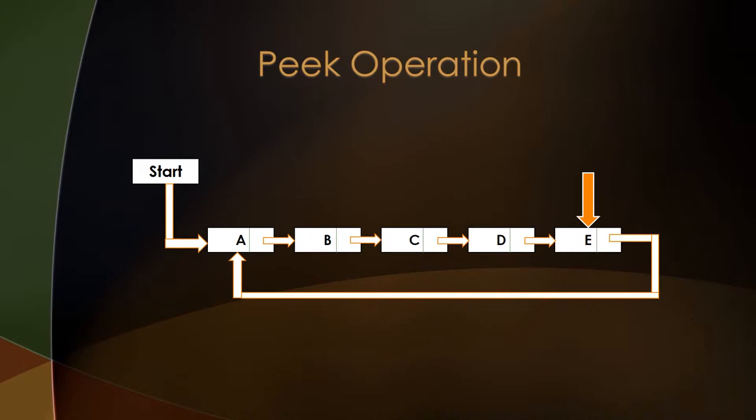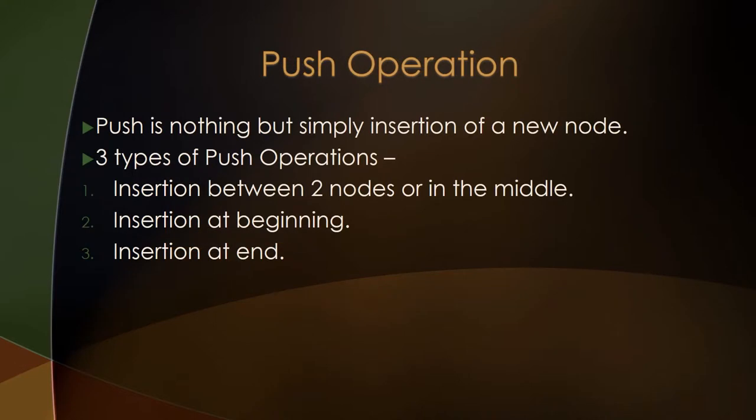Now we'll move on to the next operation, which is push operation. So push is nothing but simply insertion of a new node. Now there are three types of push operations in a linked list. That is, insertion between two nodes of the linked list or in the middle of a linked list, insertion at the beginning of a linked list, and insertion at the end of a linked list. So we'll cover all these concepts in detail.